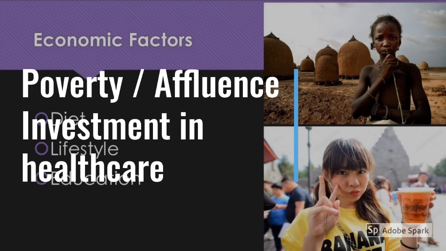Now moving on to the second set of factors that can affect their state of health, we are going to look at economic factors. Generally there are two of them. We can look at it from the poverty or affluence point of view, and then we can look at how Aiko and Layla's surroundings and the amount of investment they have in healthcare can affect their own levels of health.